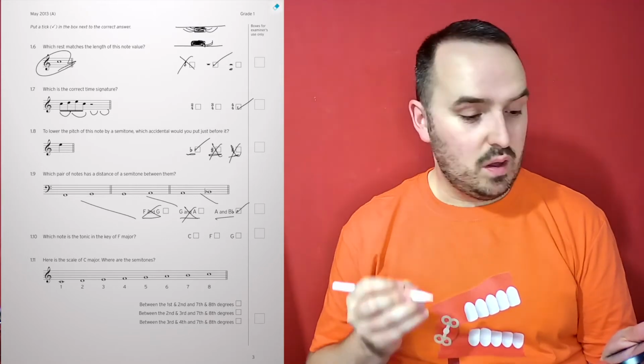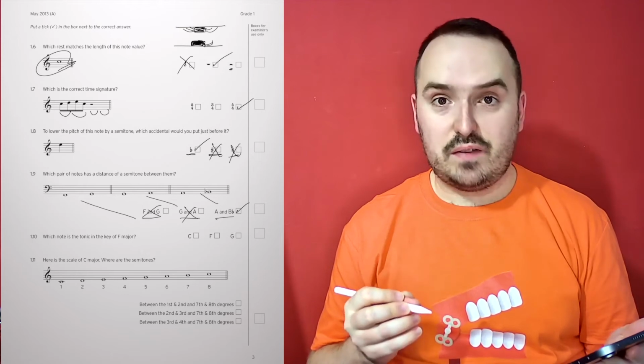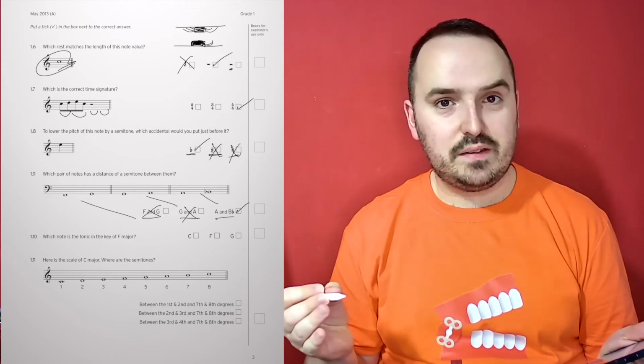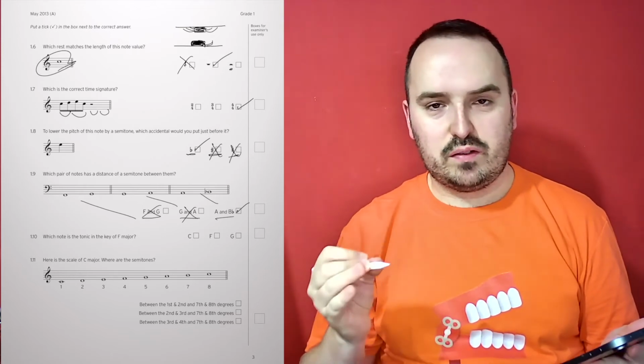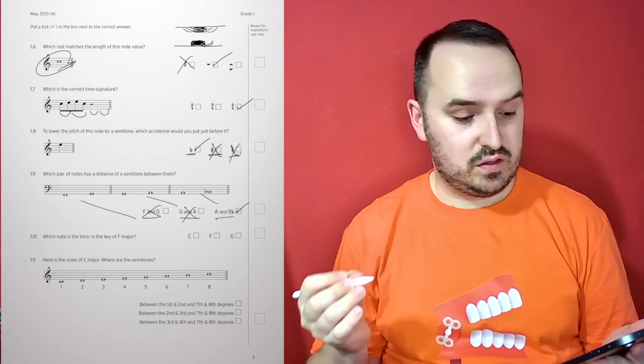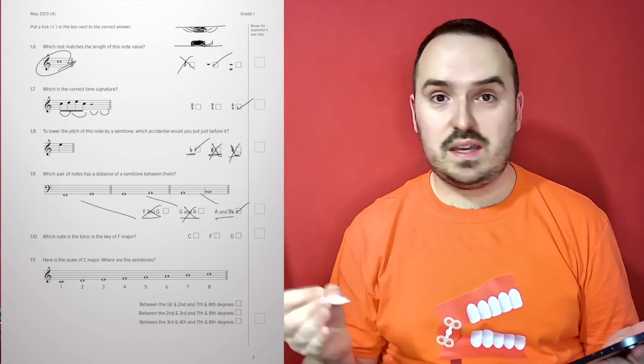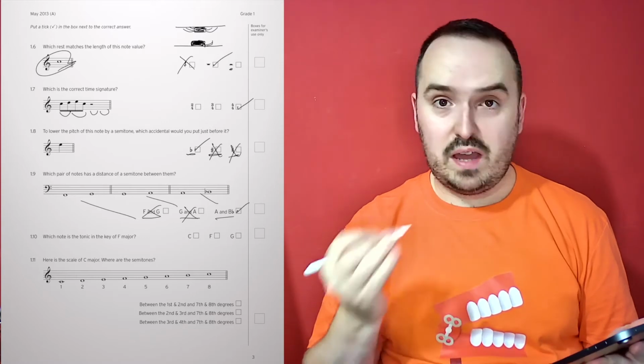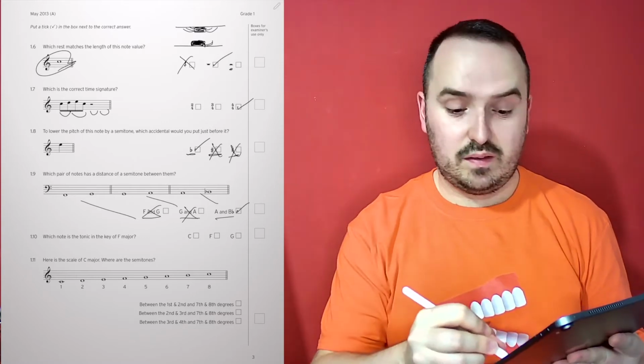Question number 10. Which note is the tonic in the key of F major? Really easy one, this one. It seems like it's maybe trying to ask for something else, but the answer is in the question. The tonic of whatever key is always that root note. So if you're in F major, the tonic is F.